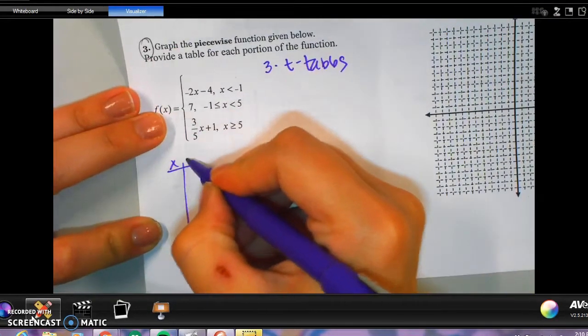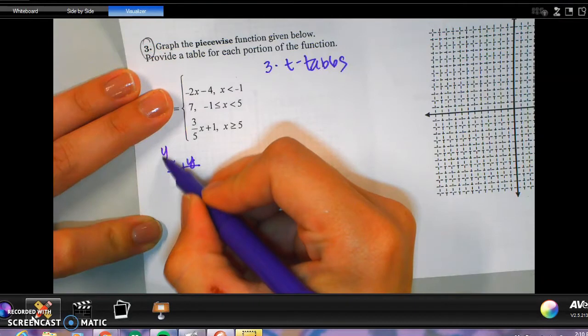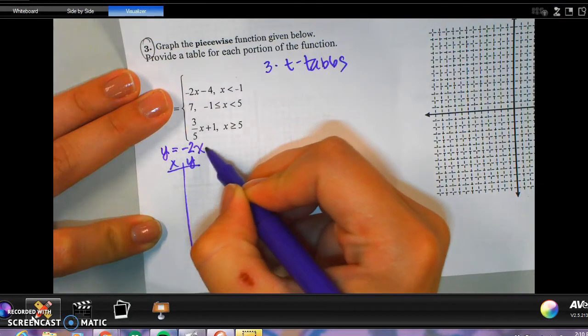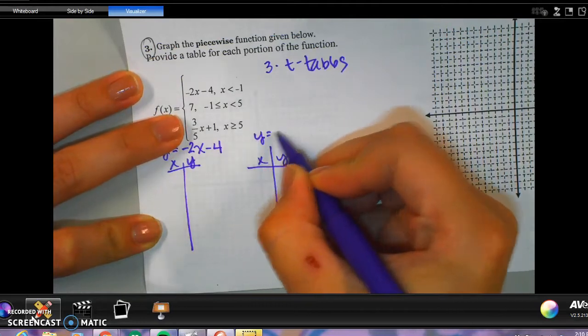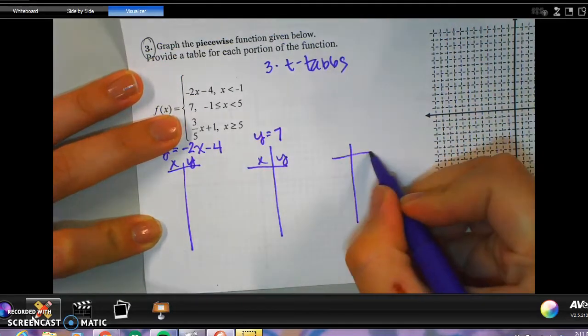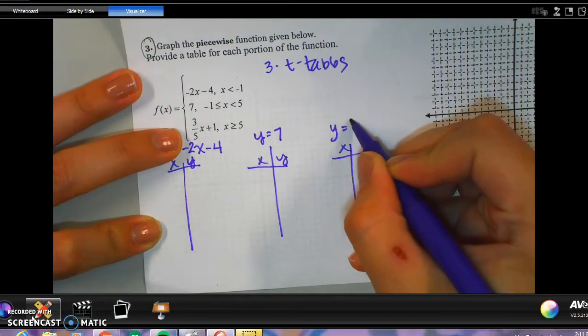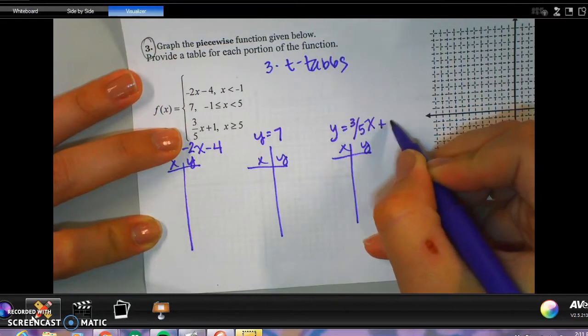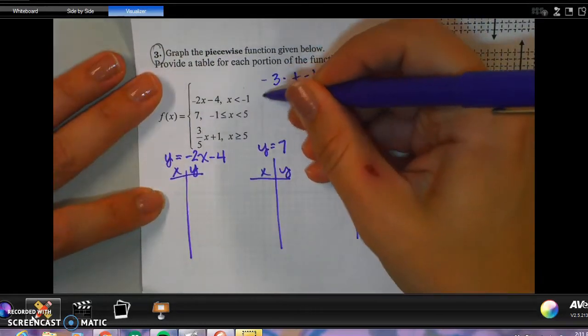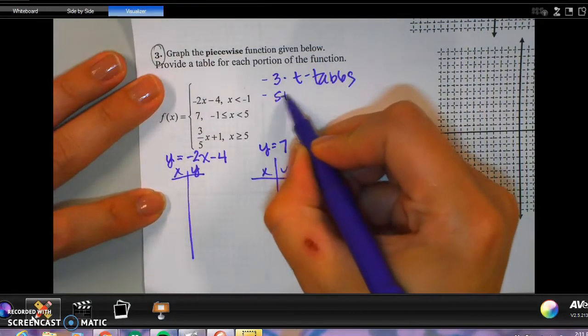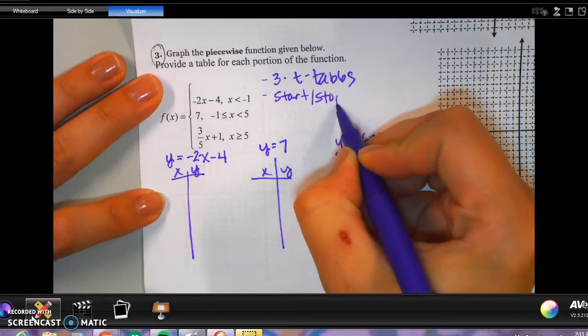One of them is going to be for this first equation, which is y equals negative 2x minus 4. Okay, the next one is going to be for y equals 7. And the last one is going to be y equals 3/5 x plus 1. Okay, so 3 t-tables. We're going to start at the number given. And I'm going to put stop, because this one has a stop.